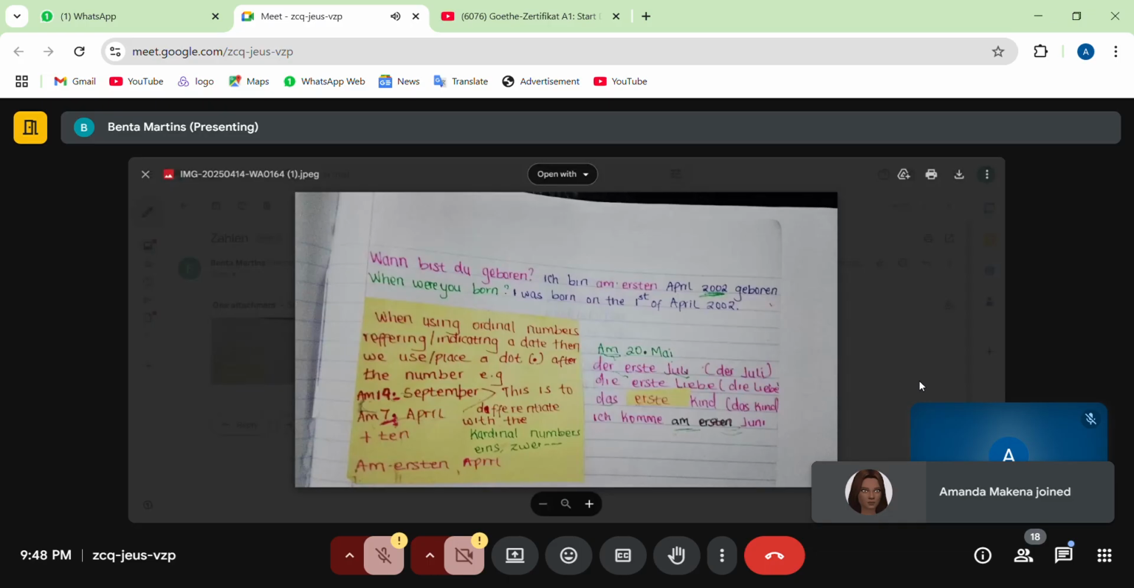For now, just know we are going to use geboren, which is the perfect form. We use the helping verb sein, which is bist, because we're using the personal pronoun du. So wann bist du geboren? When were you born? You say ich bin am 1. April 2002 geboren. So in this case, you mention the year.